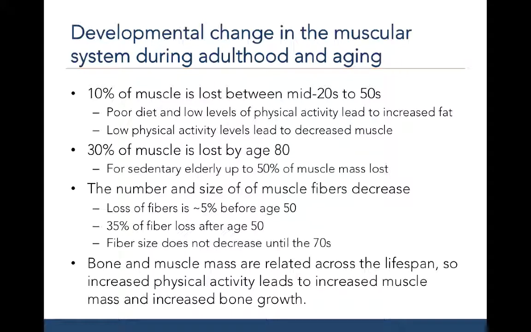The loss of muscle mass is due to a reduction in the number and size of muscle fibers. The loss of fibers is about 5% before the age of 50, but increases to about 35% after the age of 50. The loss in fiber size is not really evident until the 70s. Bone and muscle mass are related across the lifespan, so increased physical activity leads to an increase in muscle mass and an increase in bone growth.